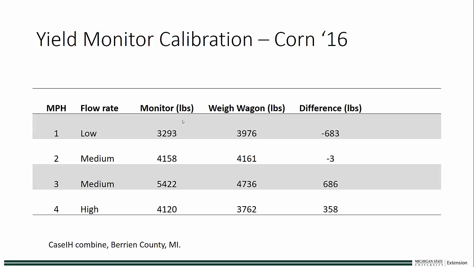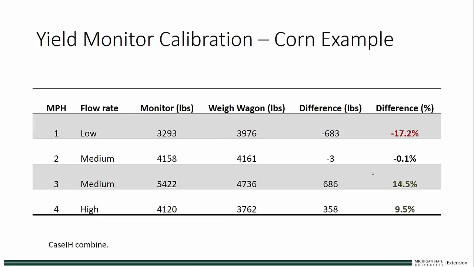If you do the difference, subtracting the wagon weight from the monitor weight, at 1 mile an hour it was underestimating by 683 pounds, then overestimating by 683, overestimating by 358. So in low yielding areas of the field, we were underestimating the yield by 17%. At medium to high yielding areas of the field, we were overestimating by 14.5%. And then at the very best areas of the field, we were overestimating by 9.5%.